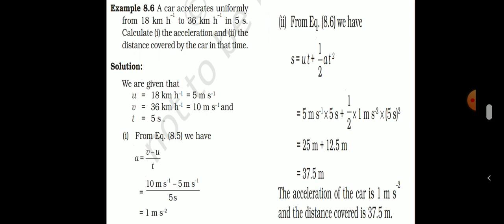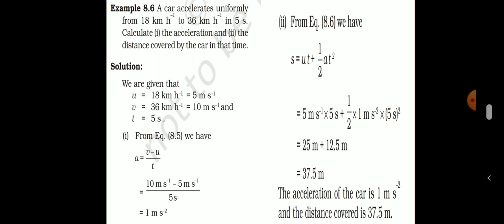Let's see the example. A car accelerates uniformly from 18 km per hour to 36 km per hour in 5 seconds. Calculate the acceleration and the distance covered by the car in that time.